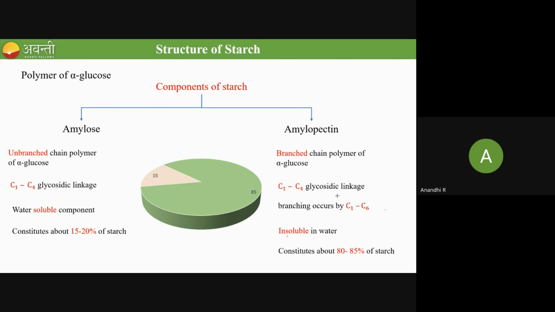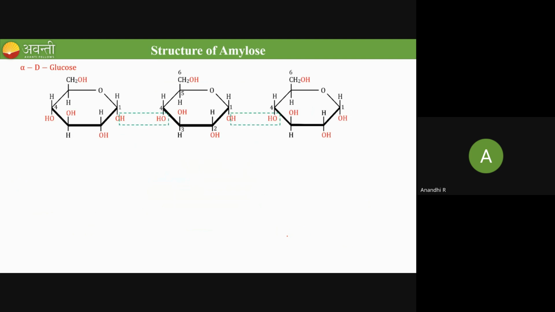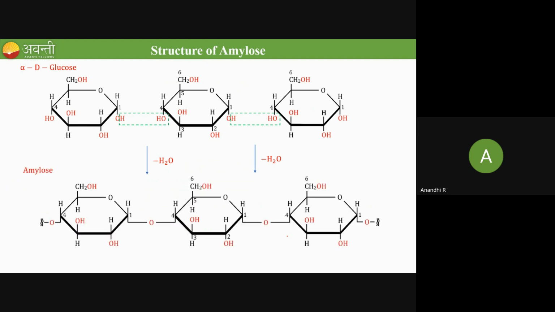So 15 percent of starch is occupied by amylose and the remaining part is occupied by amylopectin. Now coming to the structure of amylose. It is an unbranched polymer, right? You can see alpha D glucose molecules, on elimination of water, form the amylose, and the structure is linear. These are the glycosidic linkages which are formed between C1 and C4 of the glucose molecules.